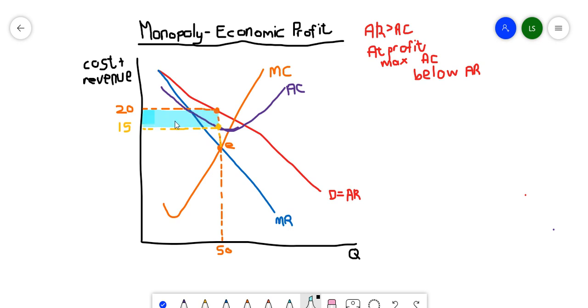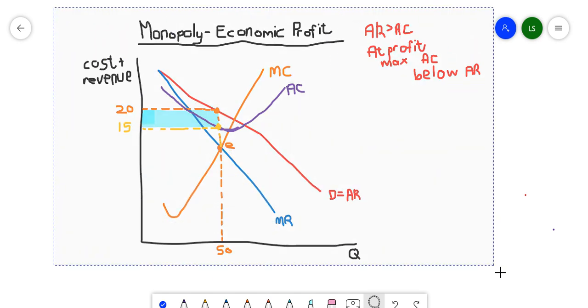If you do the coloring in, you can do that, but then you have to do it lightly so we can still see the graphs underneath. Okay, so this is then the end of the graph for the economic profit. What I'm going to do now is show you the calculations.